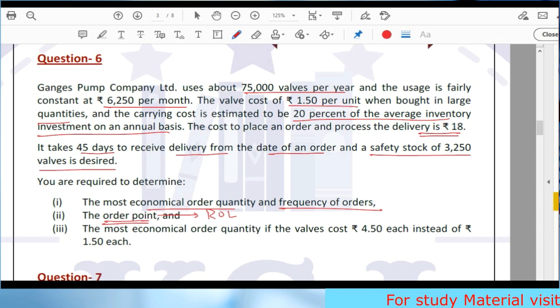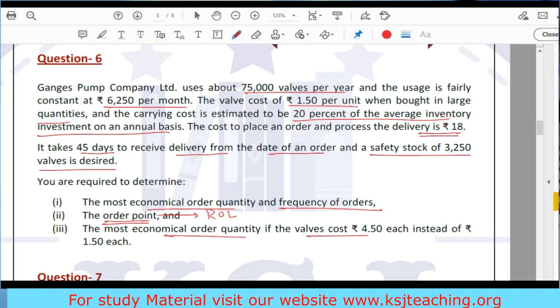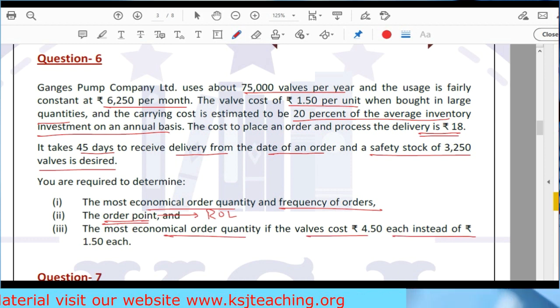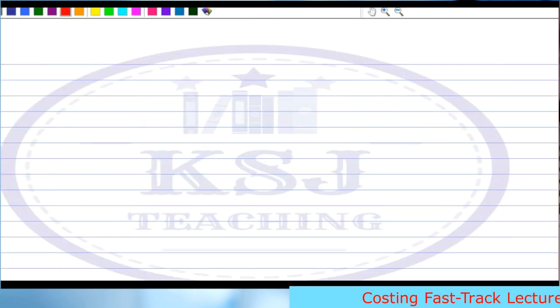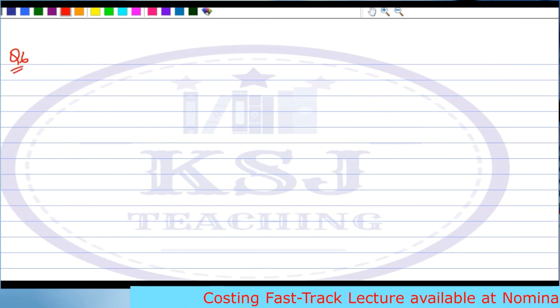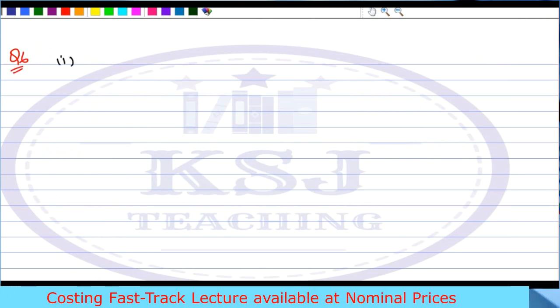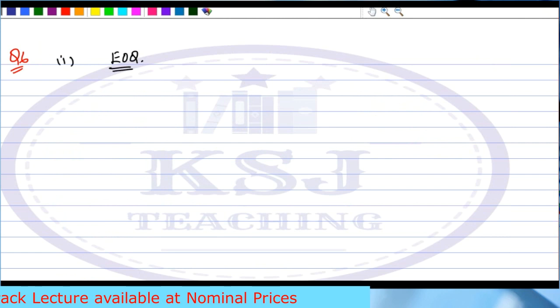Any doubts? Then the third part is the most economical order quantity if the valves cost 4.50 each instead of 1.50. So let's start with the first part. The first part he says calculate the EOQ, sir. For the EOQ, you need what? Three things. Question number 6. Okay. First part is EOQ.